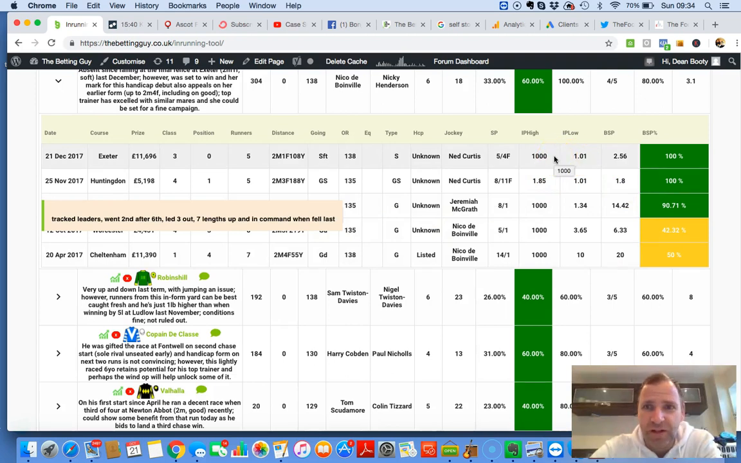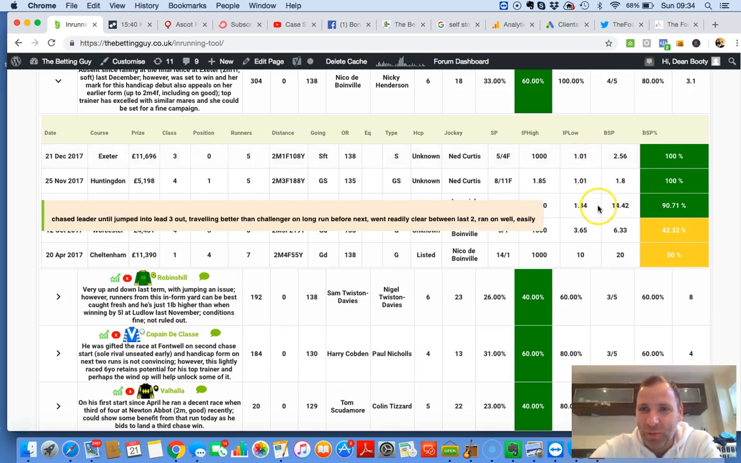Seven lengths up. Oh, fell last. Look, it went down to 1.01. Fell. So track leaders went second after six, led three out, seven lengths up, and in command when fell last. Heartbreak, especially when it went down to 1.01. There'll have been a lot of money lost on that one. 1.14 down to 1.34. Led, chased leader, chased clear, leading pair after, closed on long running after three out. Every chance and mistake last. So this horse does make a couple of mistakes.